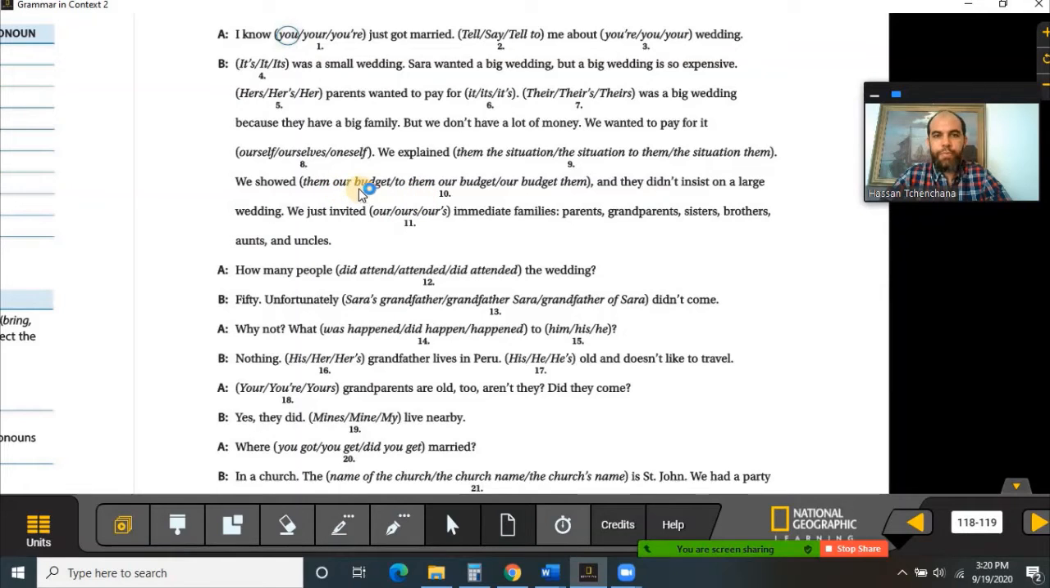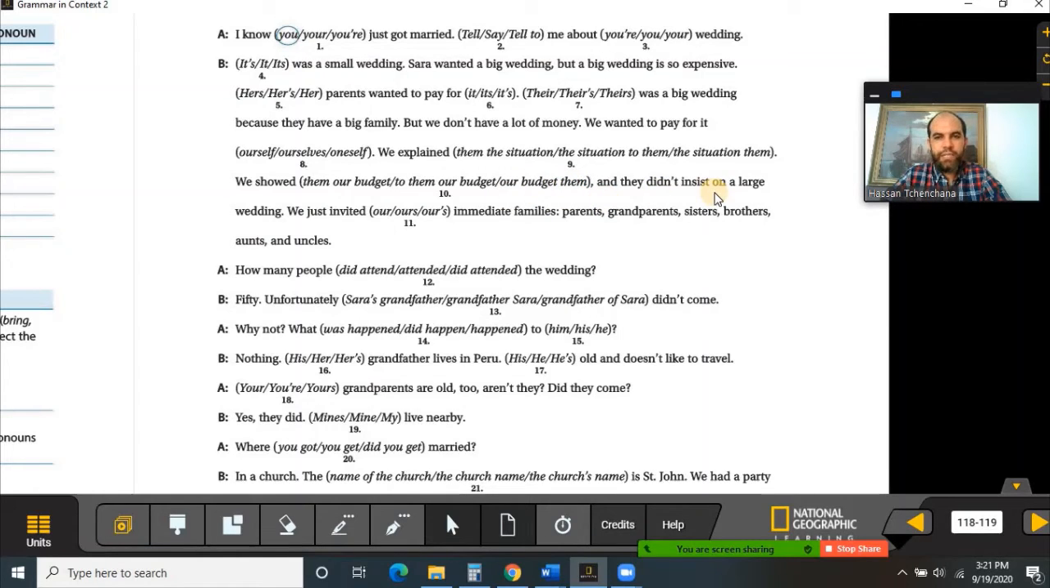Number 10, we showed them our budgets. We showed them our budgets. This is the correct answer. Now after show, the formula is show somebody something. Okay, show somebody something. We showed them our budget. We showed to them our budget. This is not correct. This is not a correct formula. And we showed our budget them. It's missing the preposition. This one is not correct as well.